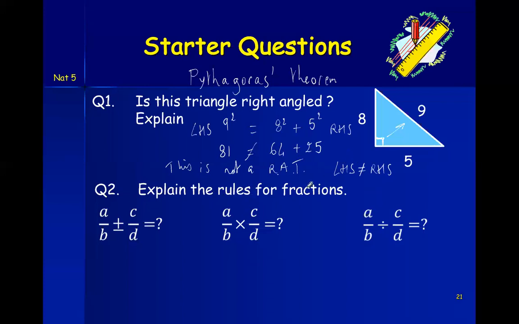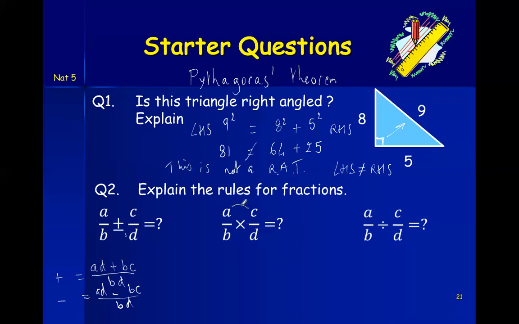So rules for fractions. Cross and smile, or kiss and smile. Let's say we do plus. If you add them, you get AD plus BC divided by BD. And if it's take away, it's AD minus BC divided by BD. A quick way when you add or take away fractions.